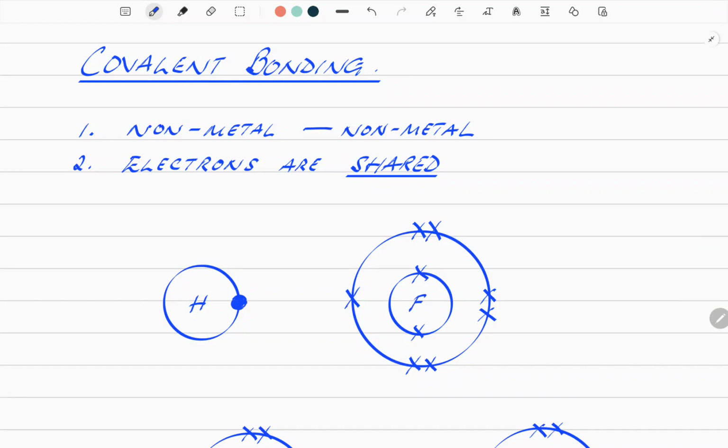In this video, it's actually going to be a bit of chemistry. We're going to cover some GCSE chemistry material dealing with covalent bonding. I'm going to jump straight into it.